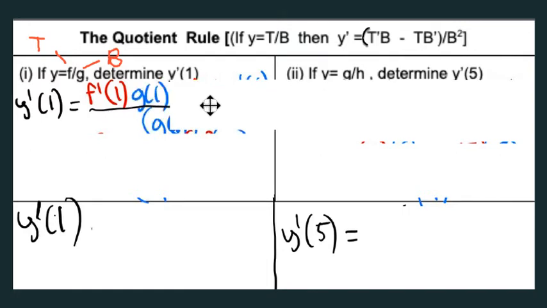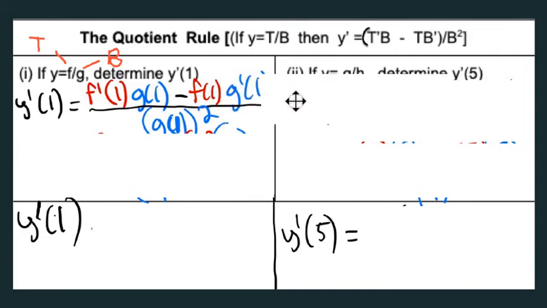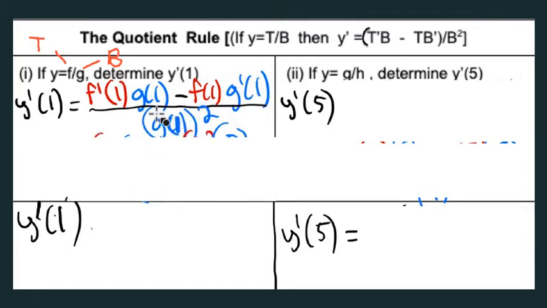There's the bottom, g. So top prime bottom, minus, and then what should be next is top, which is f, multiplied by bottom prime, which is g prime. G is the bottom, so g prime. And if we look, the bottom squared is going to be g at 1 squared, because we're trying to get the tangent slope when x equals 1.